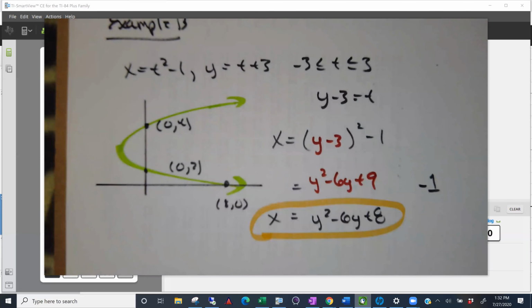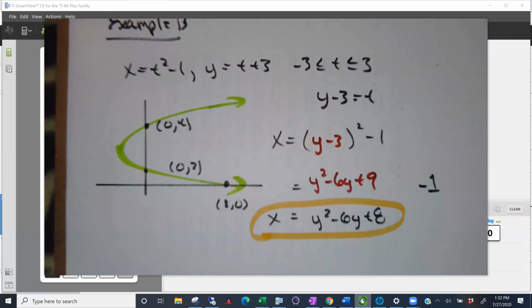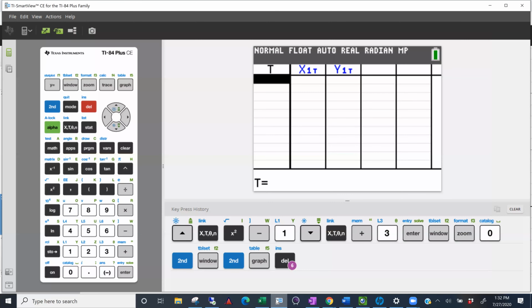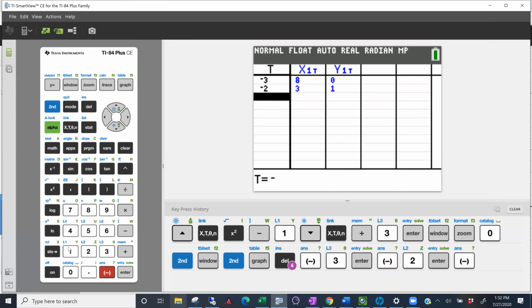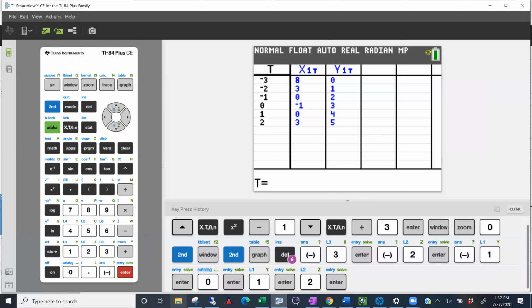Now our graph started at t equals -3 and went up to t equals 3. I don't know if we need to plug in all those values or not, but we certainly got the room. So let's do that. -3 for t. Oh, and it gives me x's and y's. -2, negative 1, 0, 1, 2, and 3. So it's giving me a bunch of pairs of points, and it starts with the point at 8 and 0.